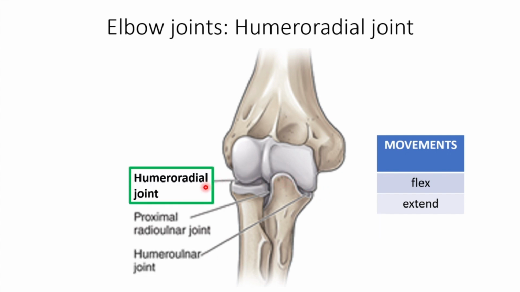The humeroradial joint is another hinge joint between the laterally located capitulum of the humerus and the head of the radius. The humeroradial joint allows for flexion and for extension of the forearm.